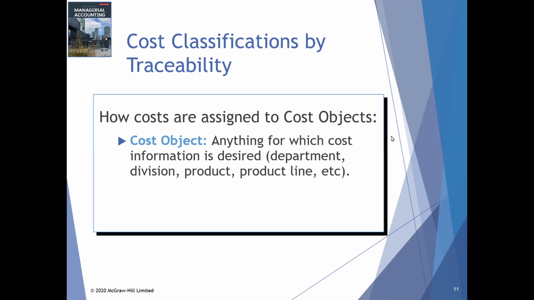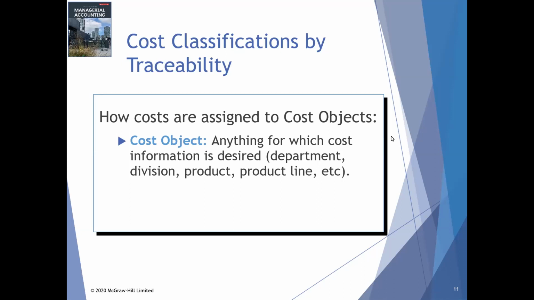So with different products, how will we calculate the cost of one product, one particular product line? And different departments and different divisions are there. So in this case we need to trace it, which means we need to find out. That is known as cost classification by traceability. Let's see.